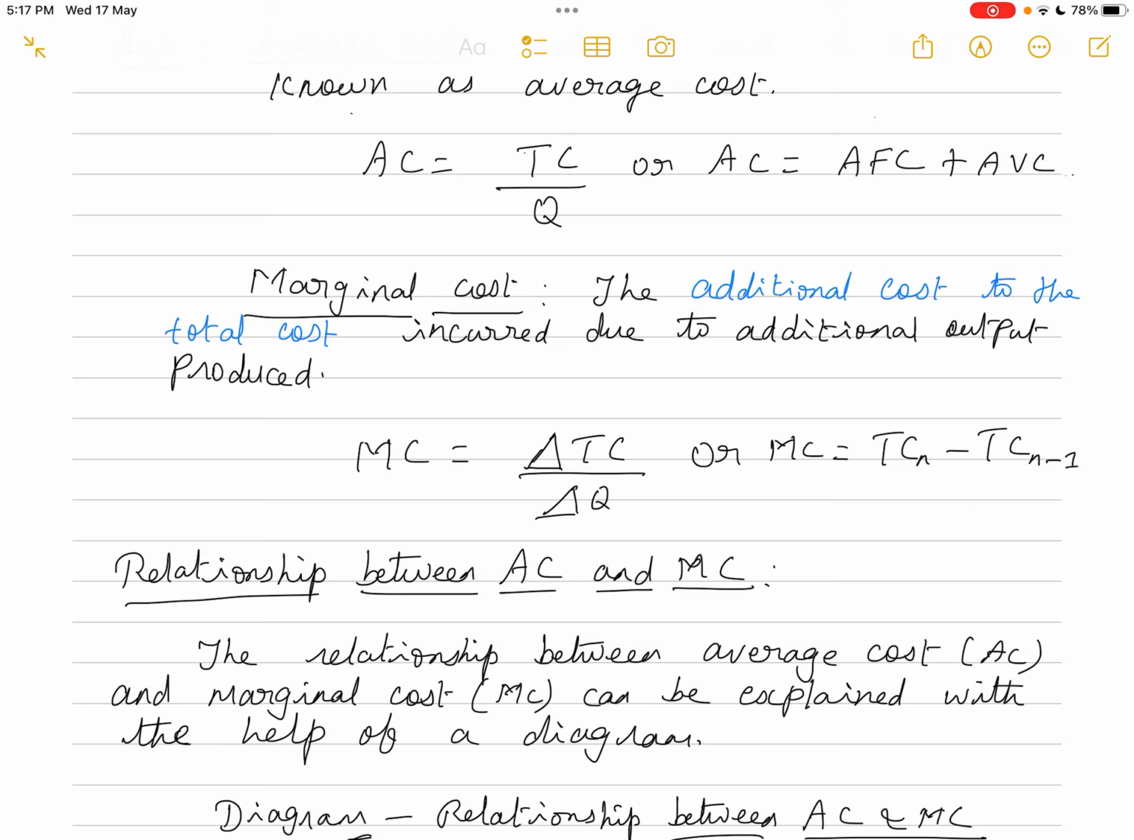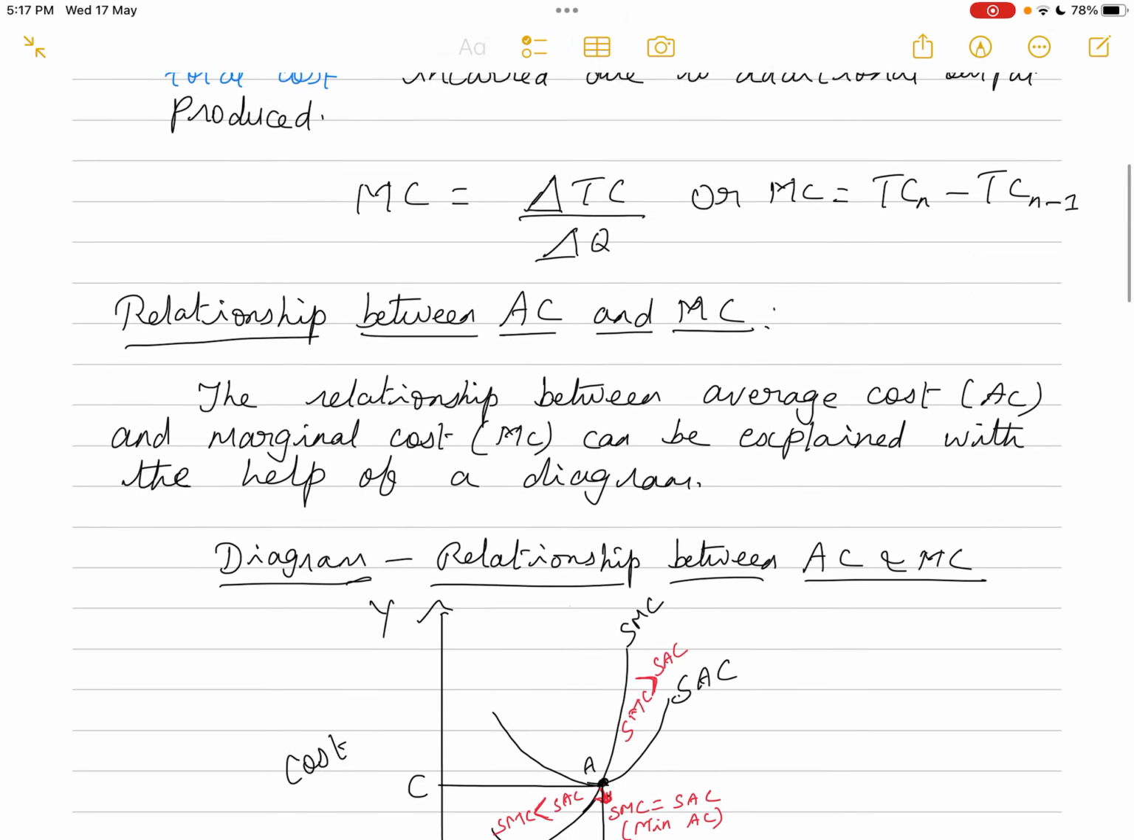So what is delta here? Change in total cost divided by change in quantity. Okay, or another formula, MC is equal to total cost of n units of commodity minus total cost of n minus 1 units of commodity. So you can see that both average and marginal cost are derived from total cost. That itself is one kind of relationship. Average cost is total cost divided by output. Marginal cost is change in total cost divided by change in output.